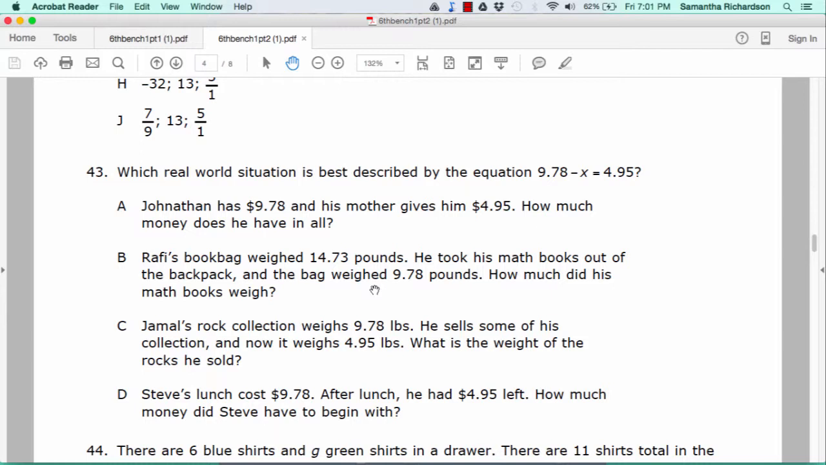C. Jamal's rock collection weighs 9.78 pounds. He sells some of his collection and now it weighs 4.95 pounds. What is the weight of the rocks he sold? D. Steve's lunch cost $9.78. After lunch, he had $4.95 left. How much money did Steve have to begin with?